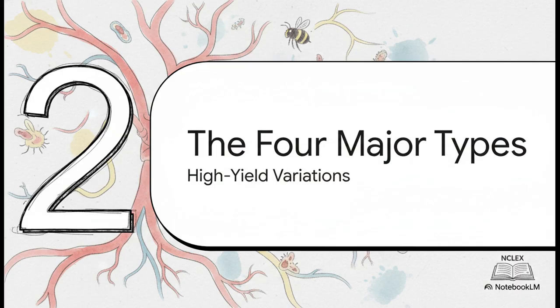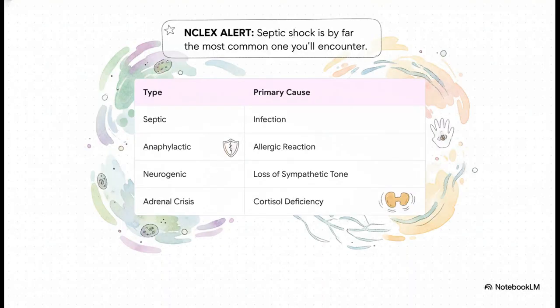So we know the main problem is massive vasodilation, but now we need to ask, what causes it? There are 4 major triggers, and you better believe the NCLEX loves to test you on the differences between them. Here are the 4 main culprits. You've got septic shock, which is caused by a massive infection. Anaphylactic shock, from a crazy allergic reaction. Neurogenic shock, usually from a spinal cord injury. And a rarer one, adrenal crisis, from a lack of cortisol.